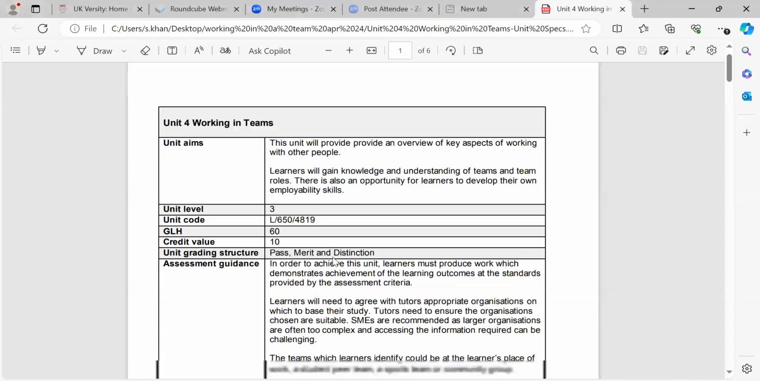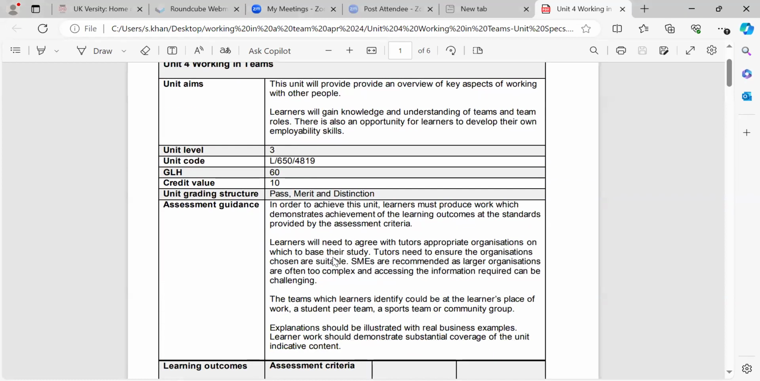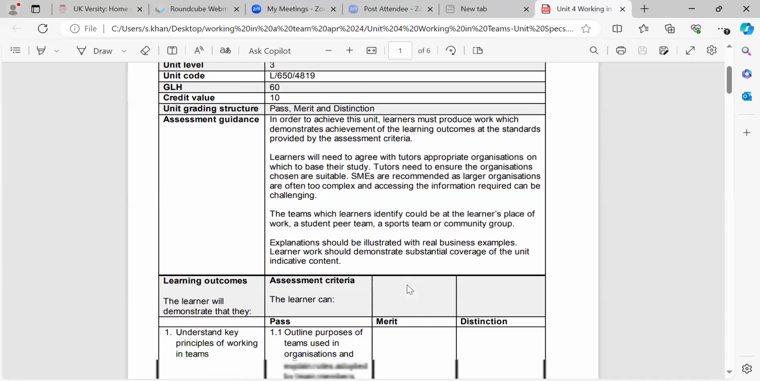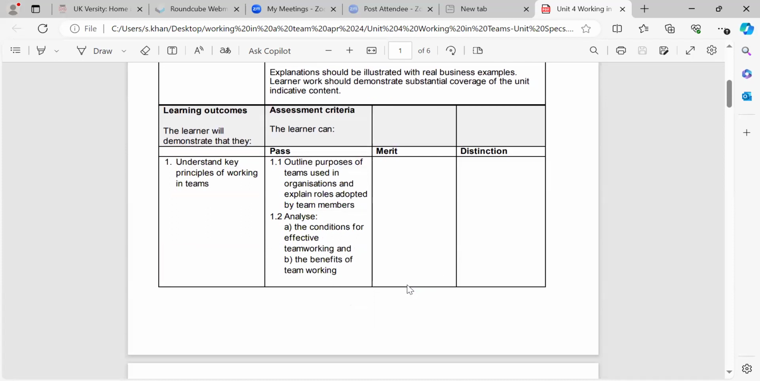It's a level 3 unit and it's 16 10 credit values, and you could get a pass, merit and distinction, and that's more towards the end when we look at the assignment guidance. In order to achieve this, learners must produce work that demonstrates the learning outcomes, and you must meet the learning outcomes. I'm going to go through them quickly, and then we're going to start on learning outcome 1, which is today's session: to understand key principles of working in a team.